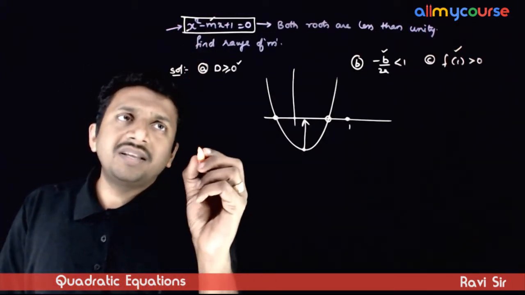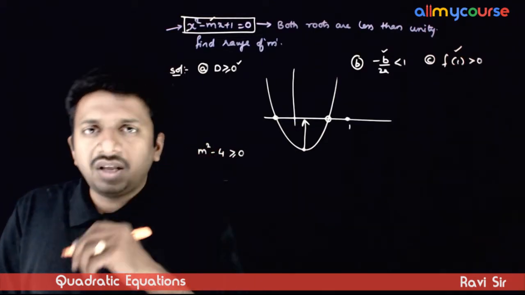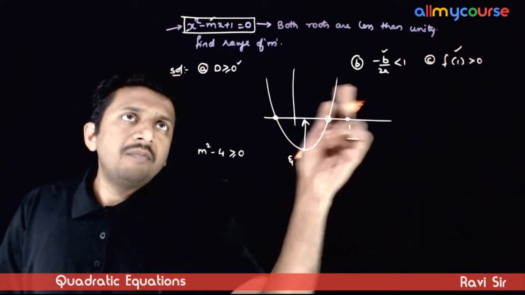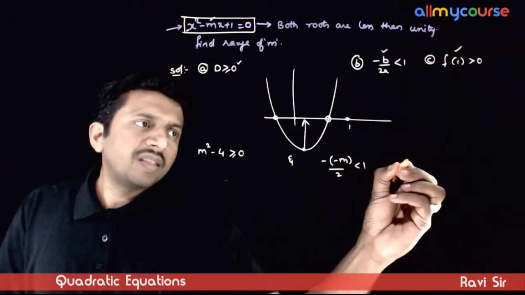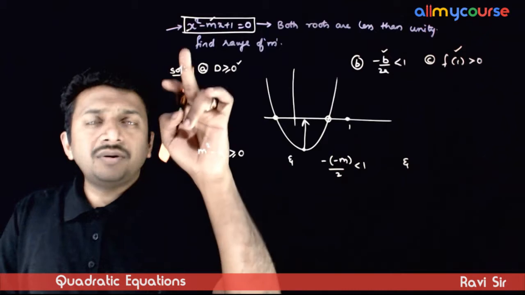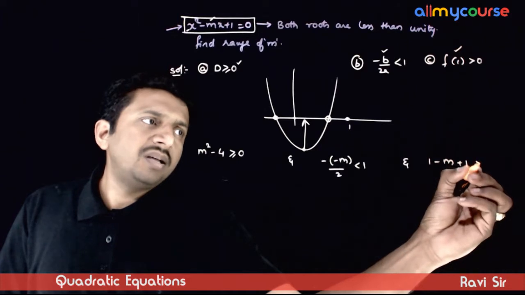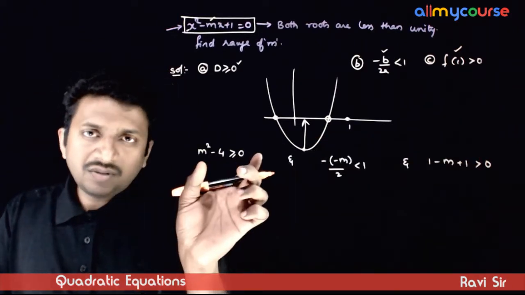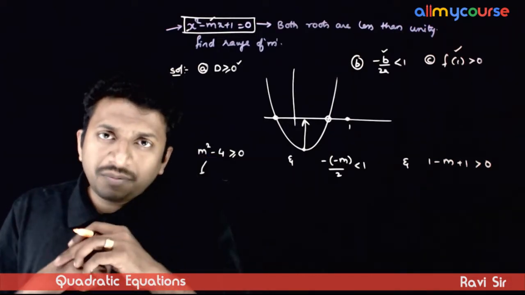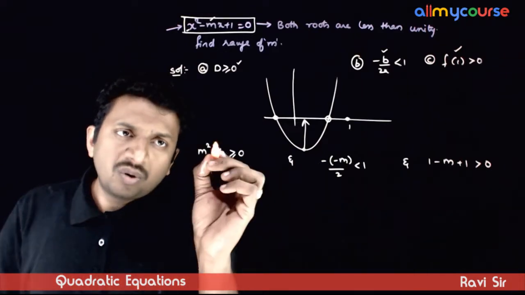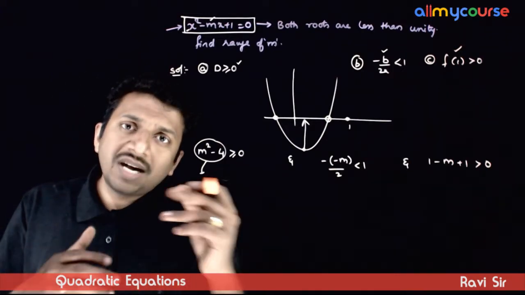So first, discriminant is greater than or equal to 0. B square minus 4ac is greater than or equal to 0. And minus b by 2a, that is minus of minus m by 2, is less than 1. And f of 1 is greater than 0. If you put x is equal to 1, you get 1 minus m plus 1 is greater than 0. Now this condition, m square minus 4 greater than or equal to 0, m lies outside the roots. The roots of m square minus 4 is equal to 0 are plus or minus 2. So m lies outside plus or minus 2.